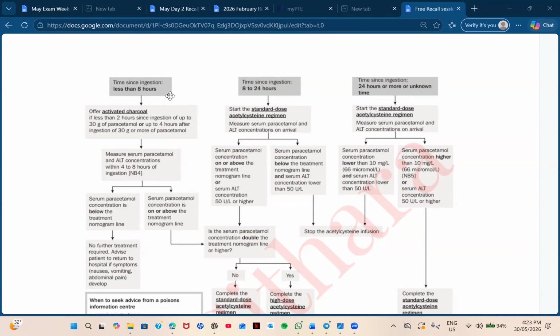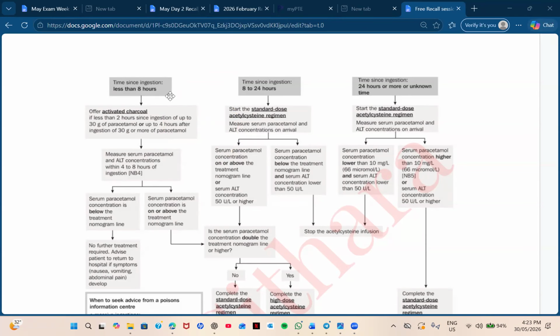So you have given the standard dose of acetylcysteine, then you have to measure the paracetamol and ALT concentration. Again, the same thing: serum paracetamol concentration lower than 10 milligrams per liter or serum ALT concentration lower than 50, stop it. If the paracetamol level is higher than 10 milligrams per liter or serum ALT concentration more than 50, you have to complete the standard dose of acetylcysteine.